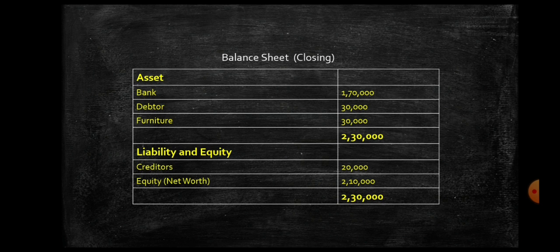Then the liabilities and equity. Creditors are a liability, 20,000. Equity is what you have calculated, 2,10,000. So the balances are matching. In the balance sheet, assets must always be equal to liabilities and equity.